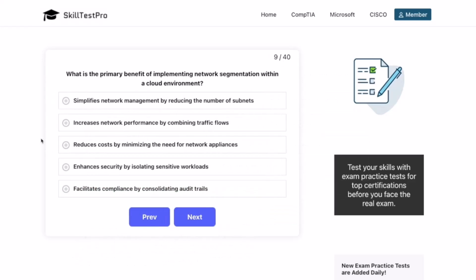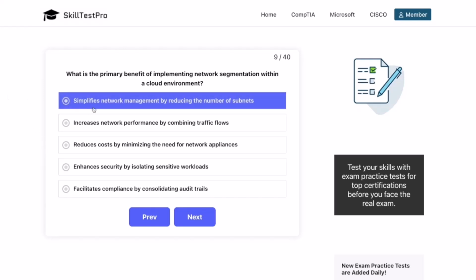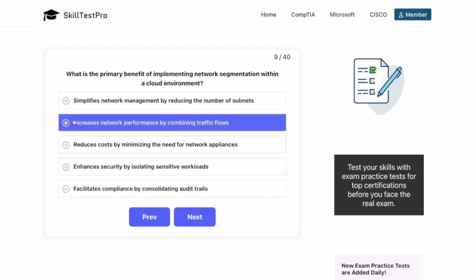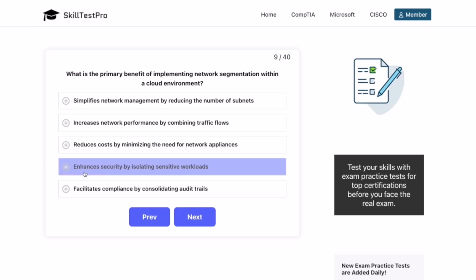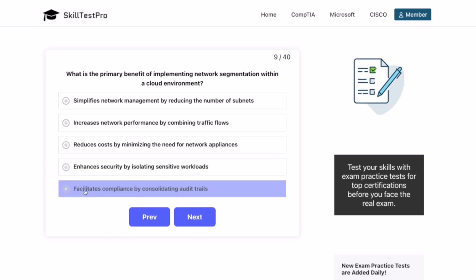Question 9. What is the primary benefit of implementing network segmentation within a cloud environment? Simplifies network management by reducing the number of subnets? Increases network performance by combining traffic flows? Reduces costs by minimizing the need for network appliances? Enhances security by isolating sensitive workloads? Or facilitates compliance by consolidating audit trails?